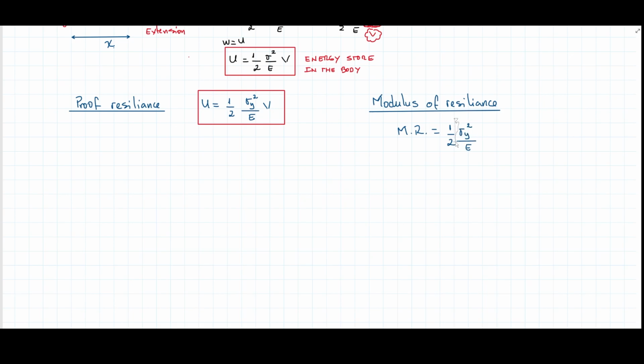And this doesn't look good. Let me move it a little bit up like this. Yes. Perfect. Energy stored in the body, proof resilience, and modulus of resilience.